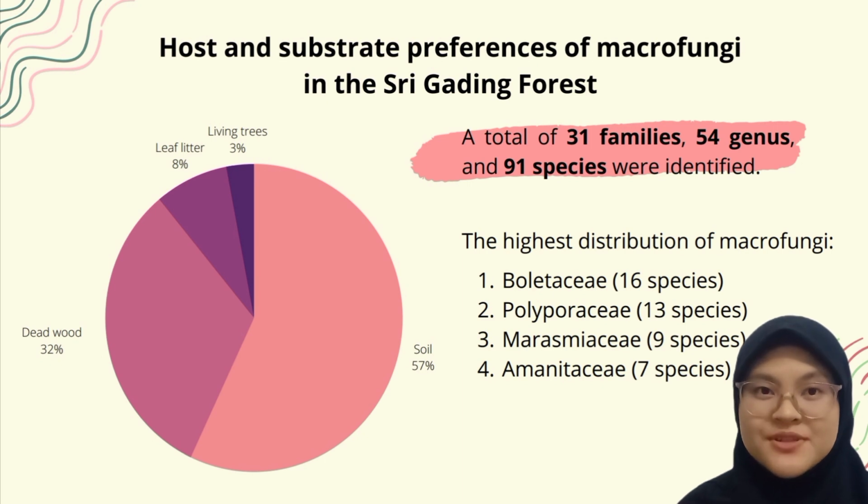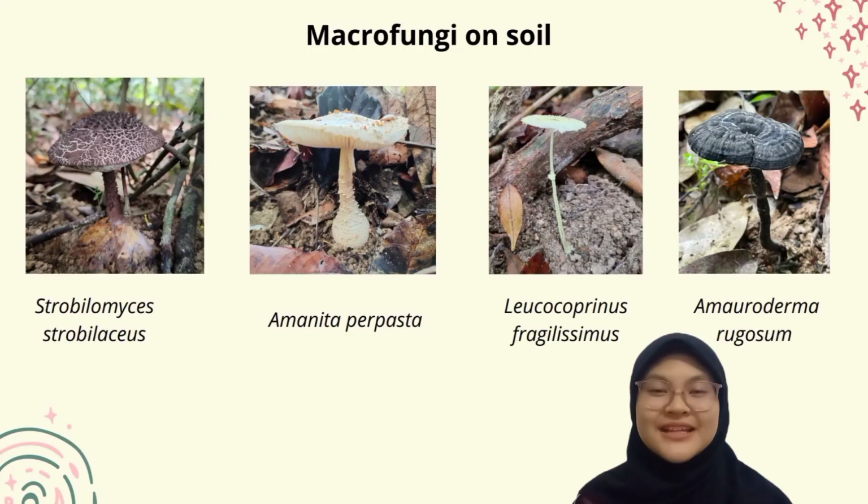In terms of host and substrate preferences, soil noted the highest number of species with 57%, followed by dead wood 32%, leaf litter 8%, and living trees 3%. The highest distribution of macrofungi are Boletaceae with 16 species, Polyporaceae 13 species, Marasmiaceae 9 species, and Amanitaceae 7 species. Most species that host on soil are from families Boletaceae, Amanitaceae, and Russulaceae.